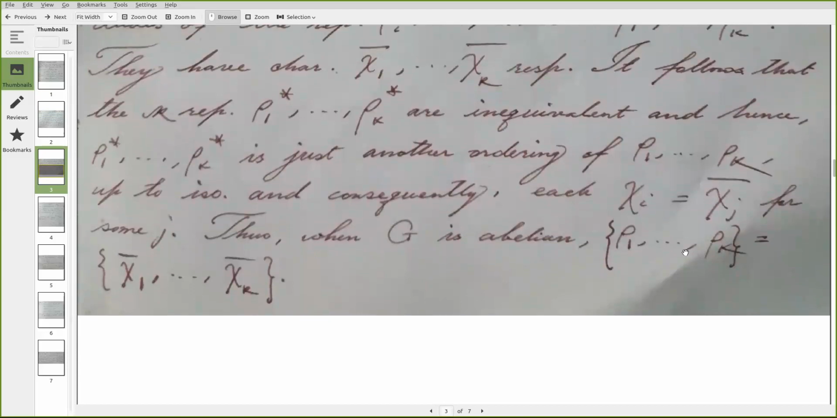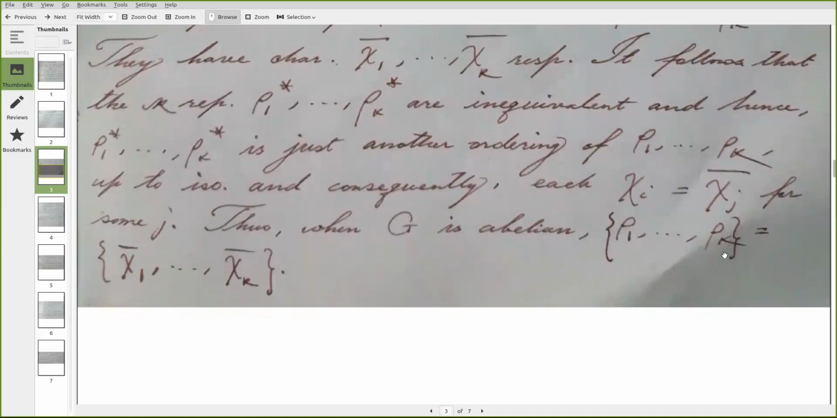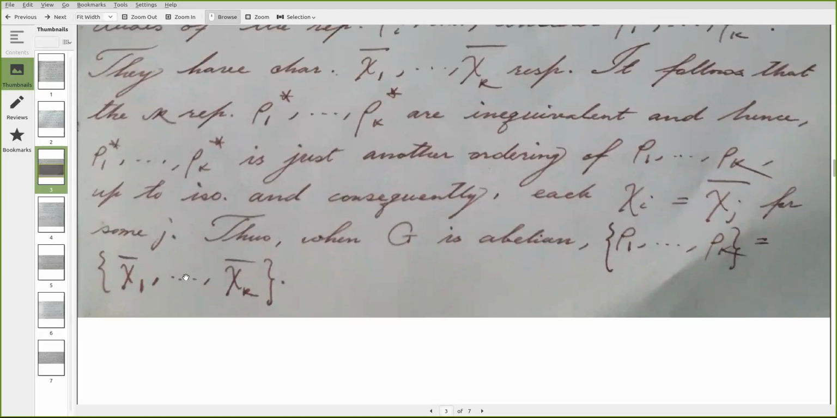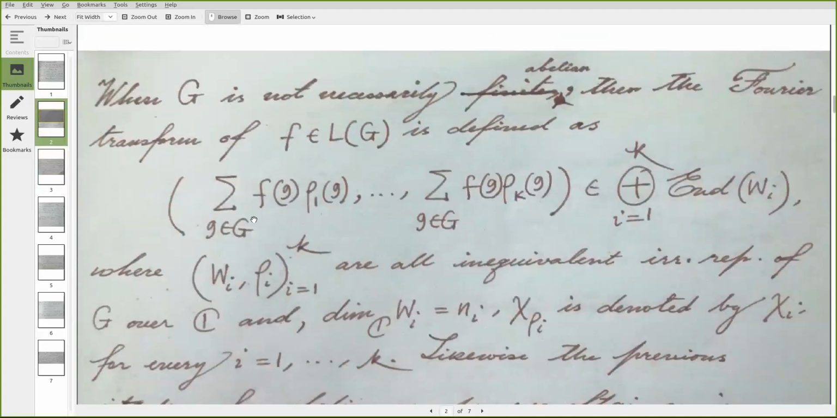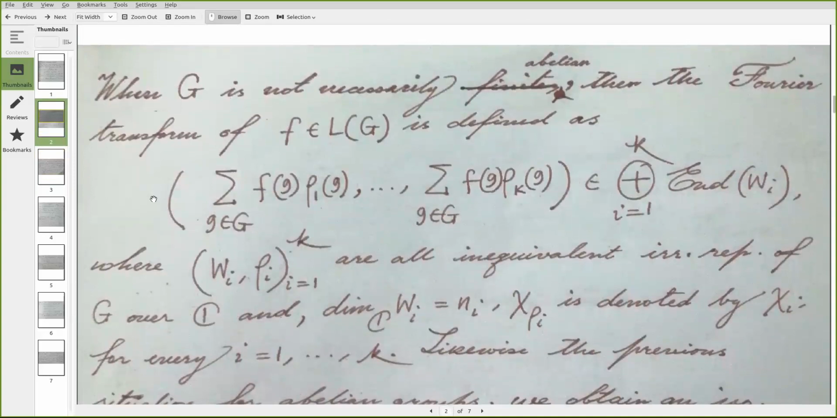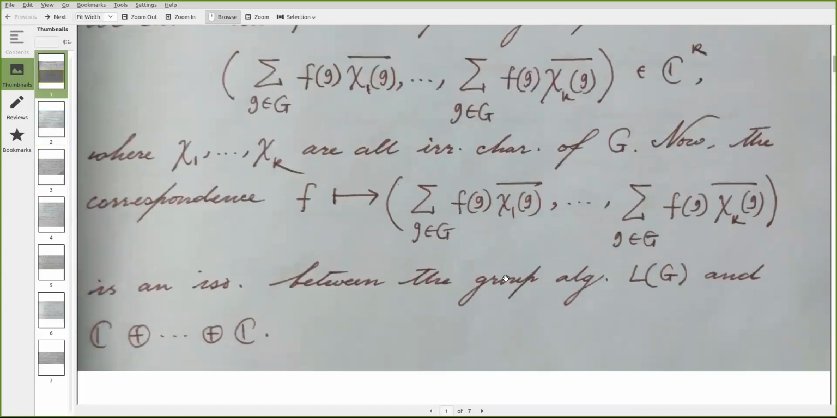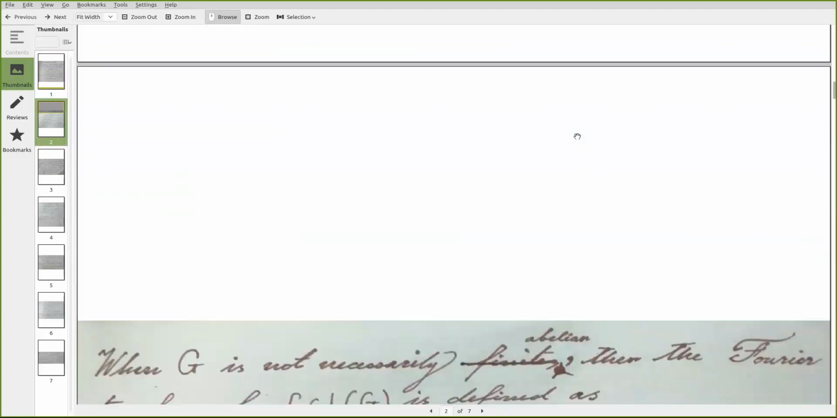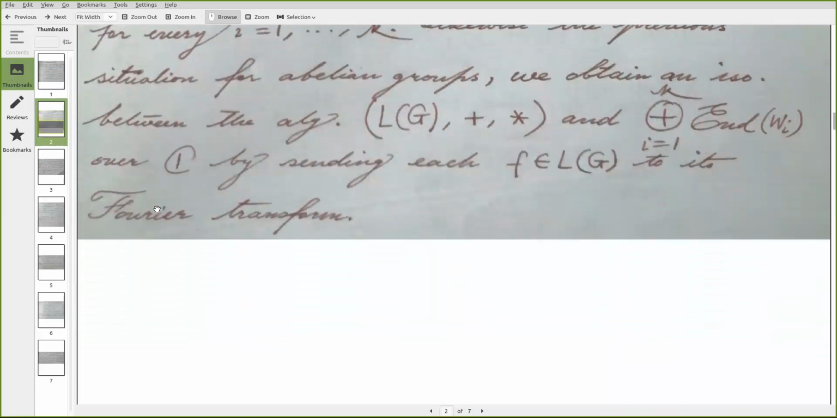And once you know that each of rho 1 to rho k is actually the conjugation of some character chi i, it is easy to see that when G is abelian, this will take the form of the earlier definition up to an ordering. So now we are convinced that this indeed qualifies to be a general definition of Fourier transform in the context of finite groups.